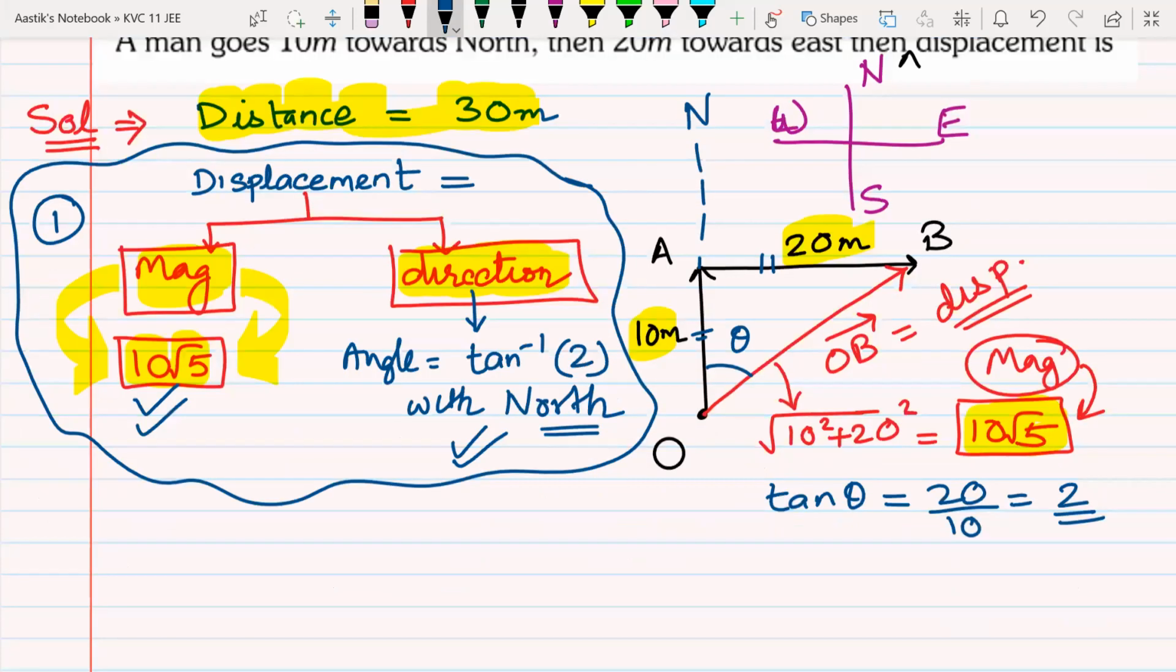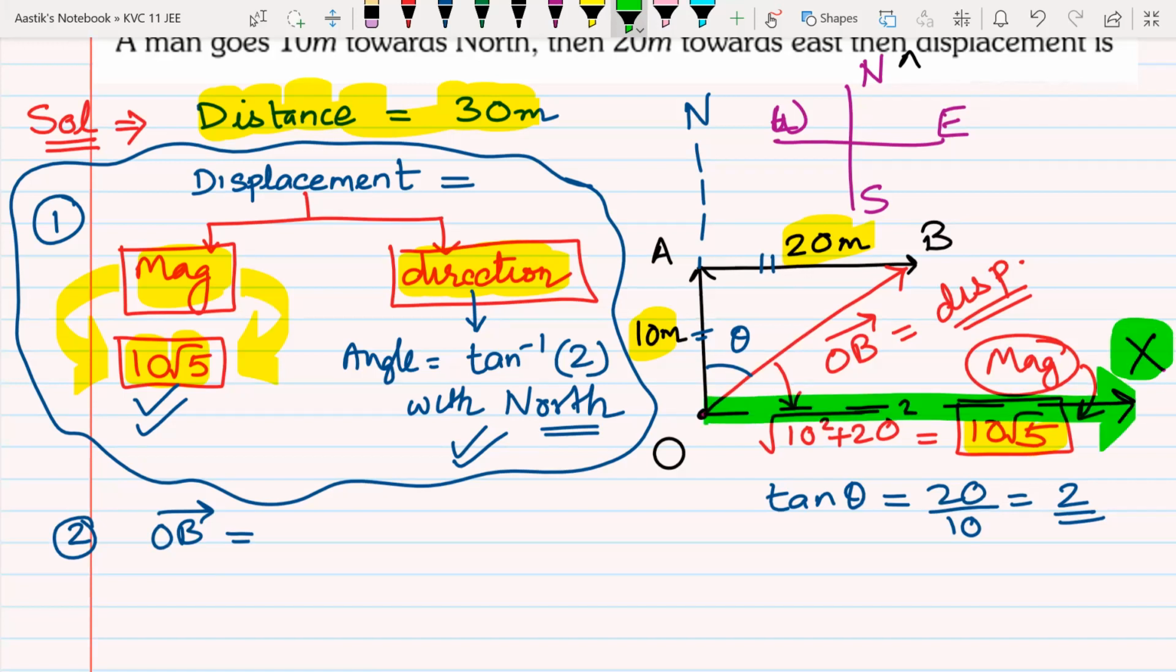Yes, sir. Now there is a second way of saying the same thing. Remember, we are talking about OB vector. Yes or no? OB vector is a displacement vector. Yes or no? Yes, sir. Now you can always make one x-axis. So this is my x-axis. Do you see my x-axis? My positive x-axis? Yes or no? Yes, sir. This green is my positive x-axis.